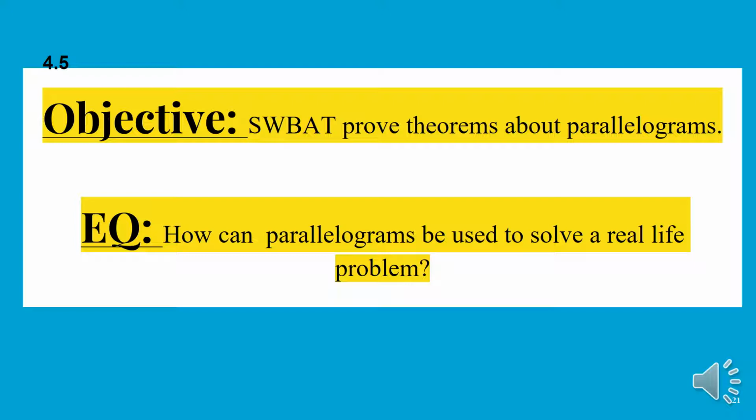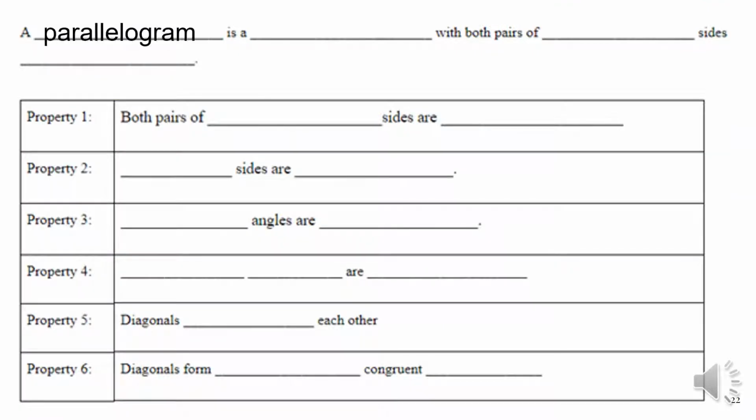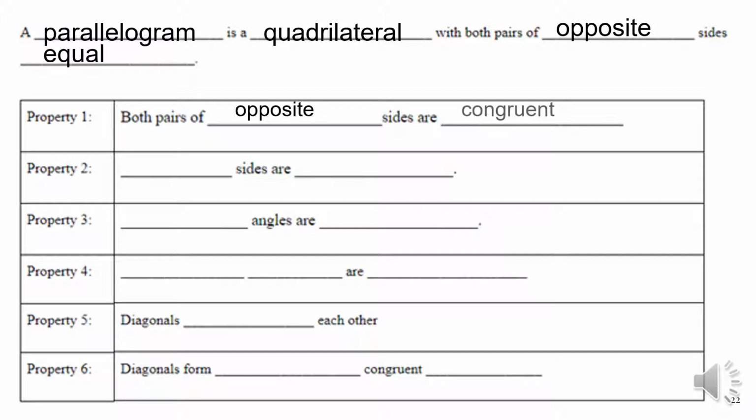In 4.5, we are able to prove theorems about parallelograms and discuss how parallelograms can be used to solve real-life problems. So, a parallelogram is a quadrilateral with both pairs of opposite sides equal. So our first property is that both pairs of opposite sides are congruent, meaning that they have the same slope. So if the slope of one side is 3, the slope of the other side also needs to be 3.